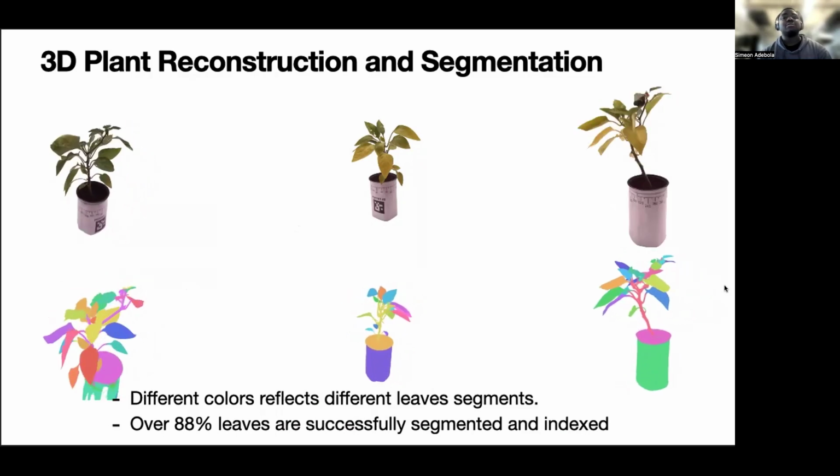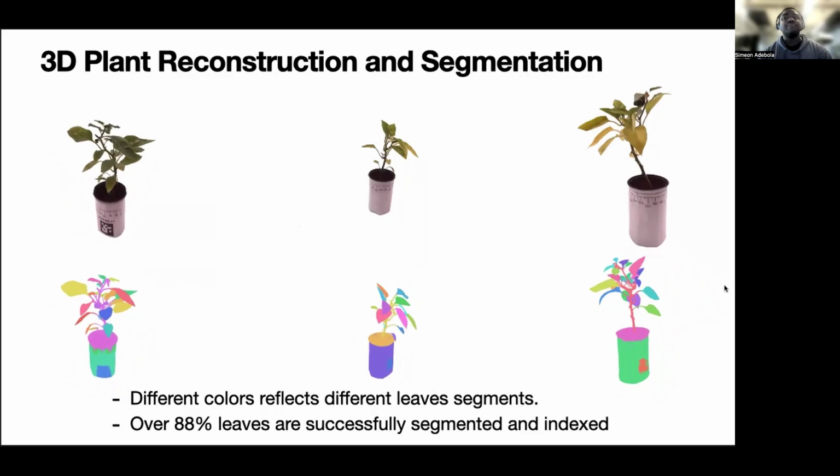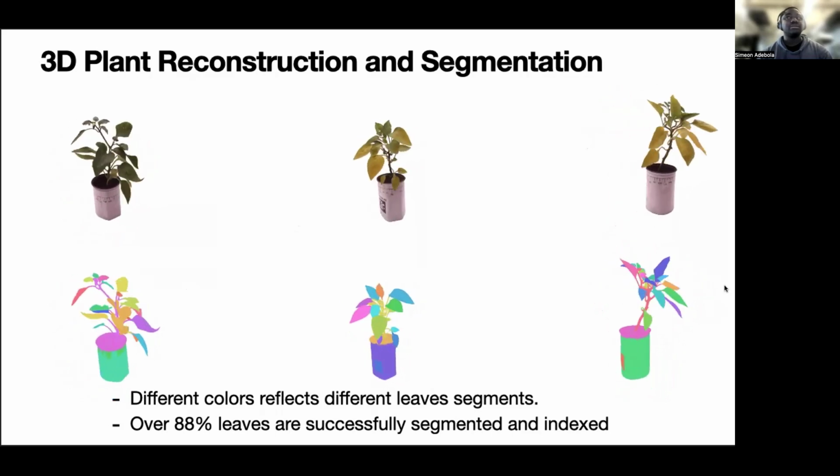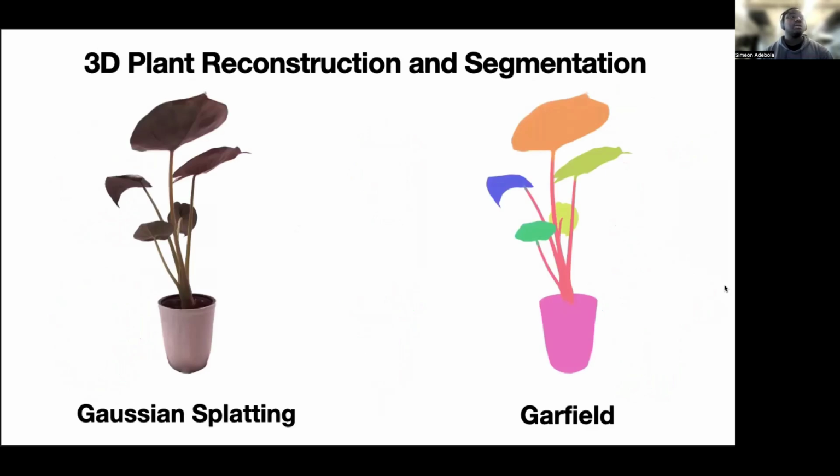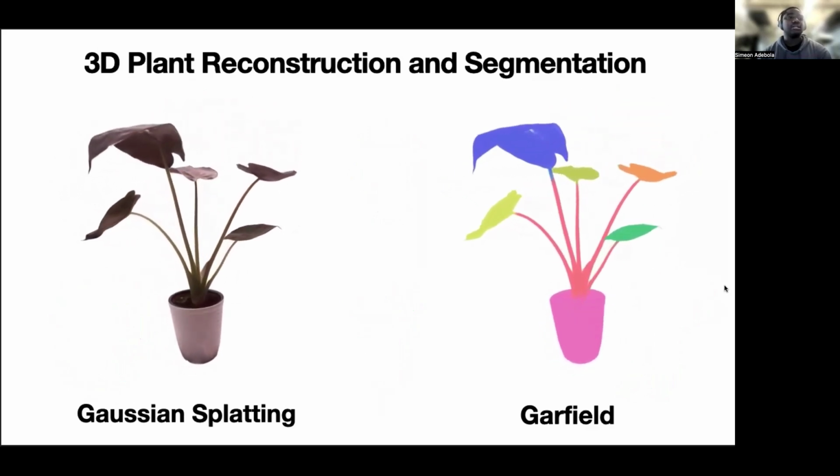Better than traditional commercial systems, Botany-Bot allows arbitrary viewpoints based on deep learning, as seen in the original Neural Radiance Fields and 3D Gaussian Splatting papers. Here we see an example of the 3D model from Gaussian Splatting and segmentation from Garfield.